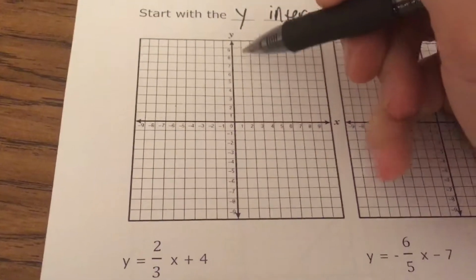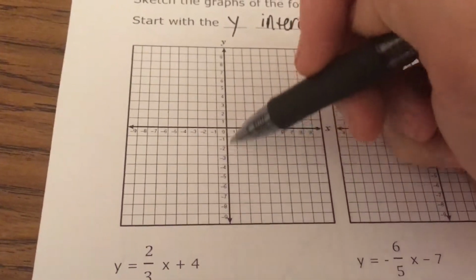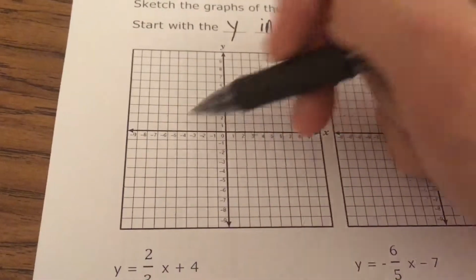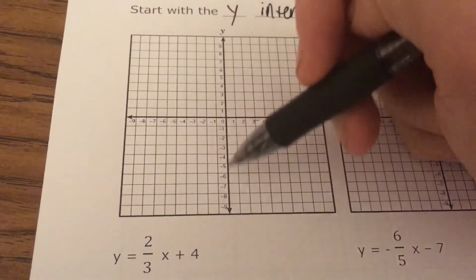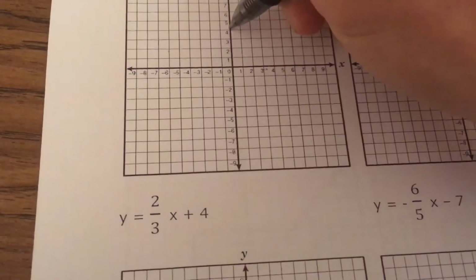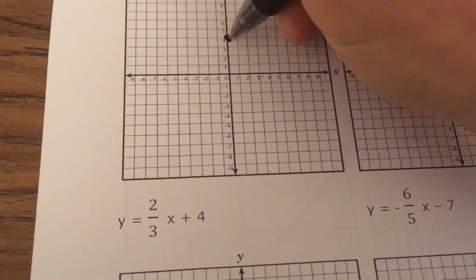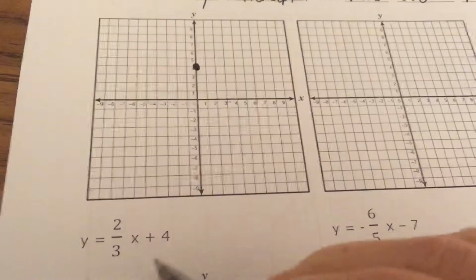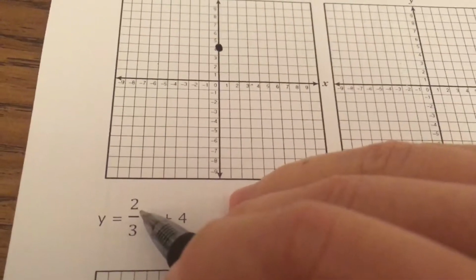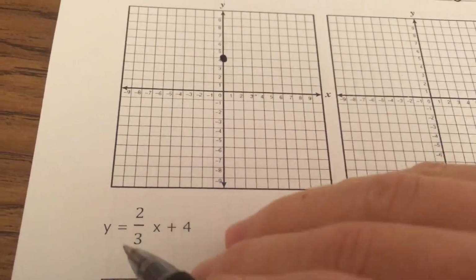That means that you put a point on this y-axis. Do you put a point on the x-axis? No. You put a point on the y-axis at the positive 4. That's your starting point. You put a point at the 4. Okay. This is your rise over run, 2 over 3.